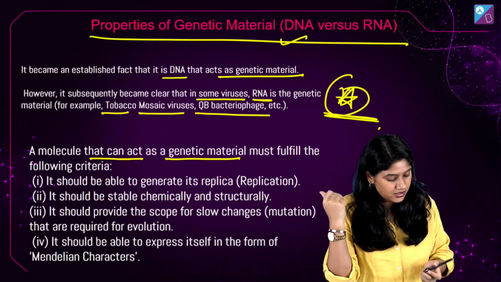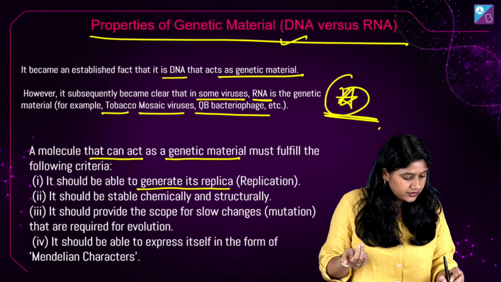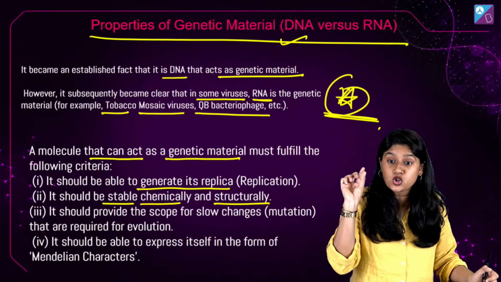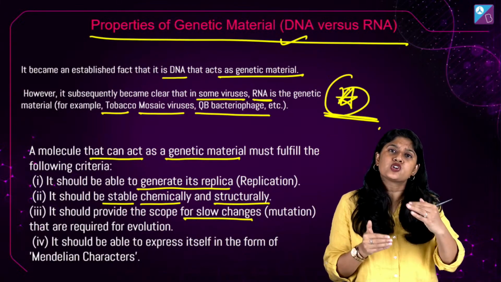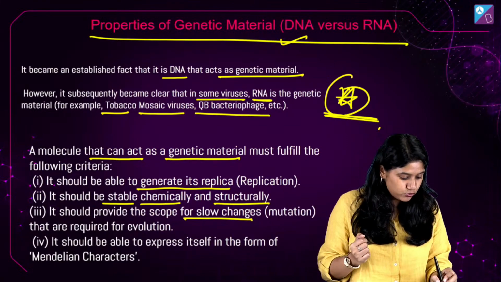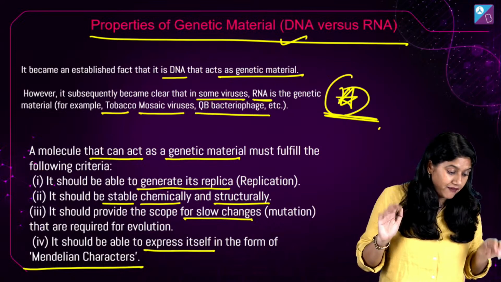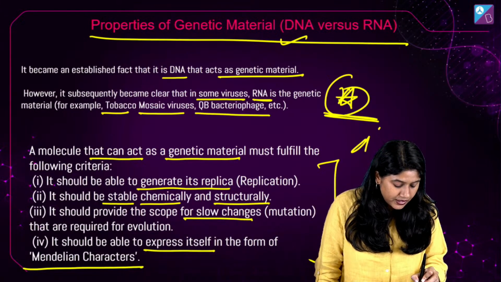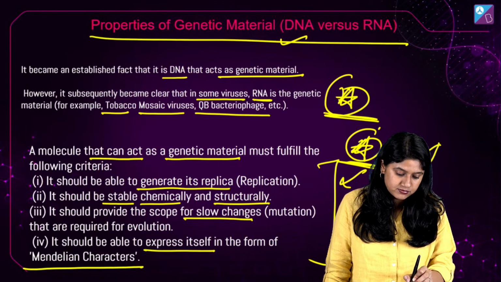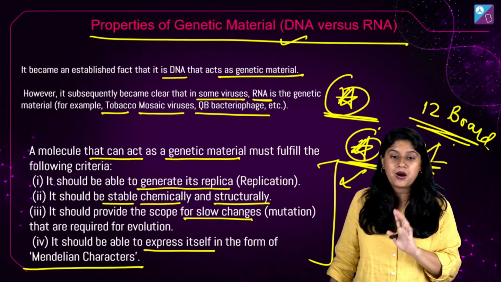Now, what are the criteria? First, they should be able to replicate themselves. They should be chemically stable and structurally stable. They should have a small scope of mutation also, slow changes, so that the evolution process can happen. And last and most important, they should follow the Mendelian characteristic features, dominant, recessive, etc. Everyone, are we clear? So these are the criteria. Those of you who are in class 12th, this question can come for 2 marks. 12th board students, this question can come for 2 marks.